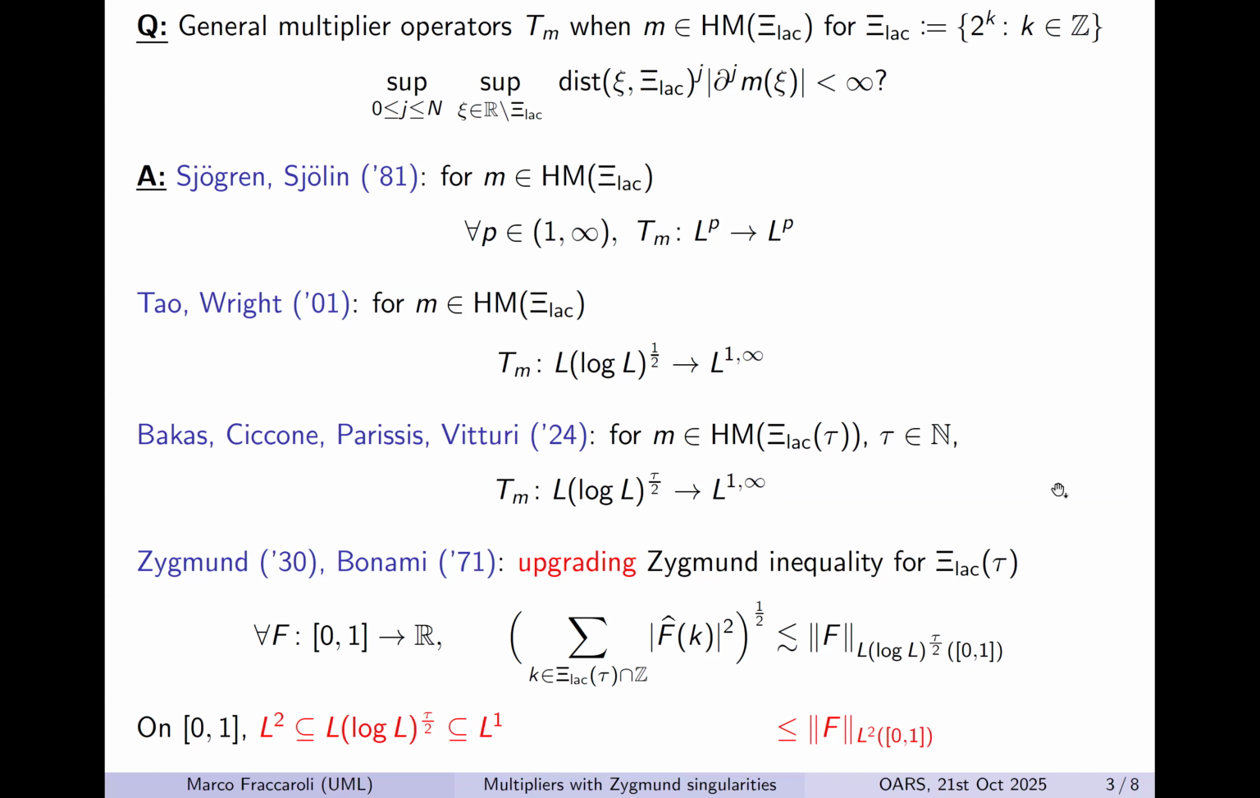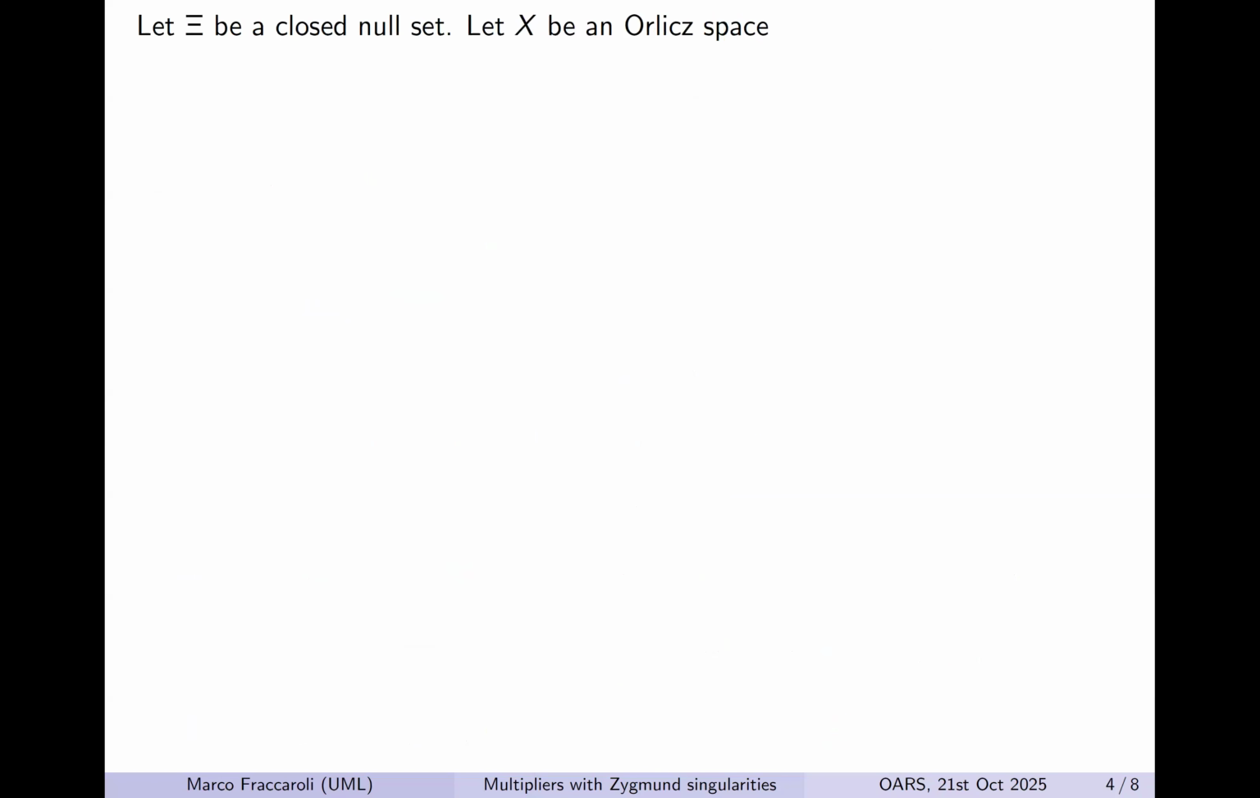Okay, if not, let me move on now to our result, which is a generalization of this kind of estimate. So what we managed to prove with Odysseus, Valentina, Yannis, Francesco, and Marco is that we can play a similar game for any set of singularity Xi.